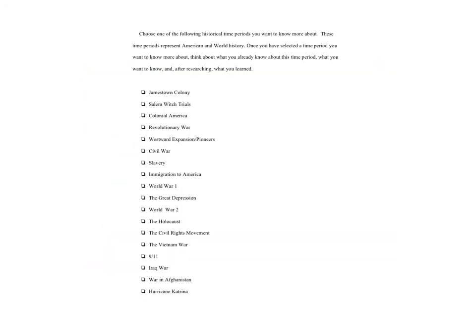So you're going to choose one of the following historical time periods that you want to know more about. These time periods represent American and world history, so you're not limited to just American topics. Once you've selected a time period you want to know more about, then you're going to think about what you already know about this time period. Think about what you want to know about this time period, and then you're going to do some research where you're going to report out on what you've learned.